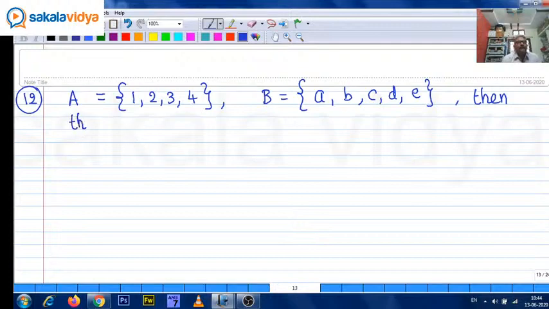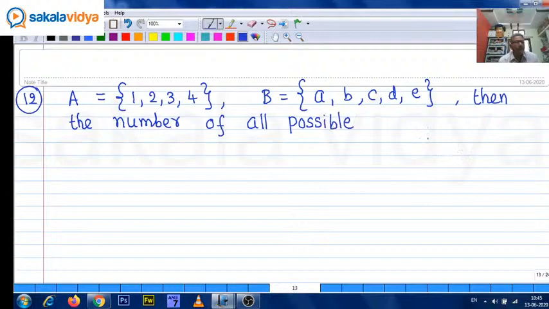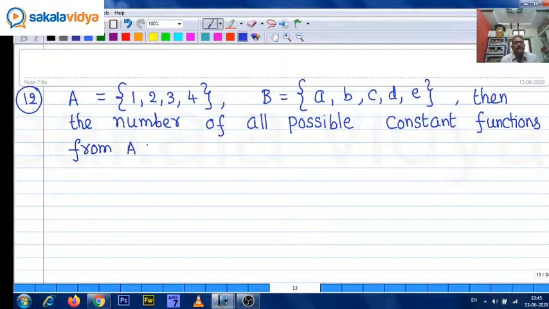Then the number of all possible constant functions from A to B. See, all types of models have been covered in this one now. Now you are able to do any problem on the number of different kinds of functions from A to B. First option 9, second option 4, third option is 5, fourth option is 16.